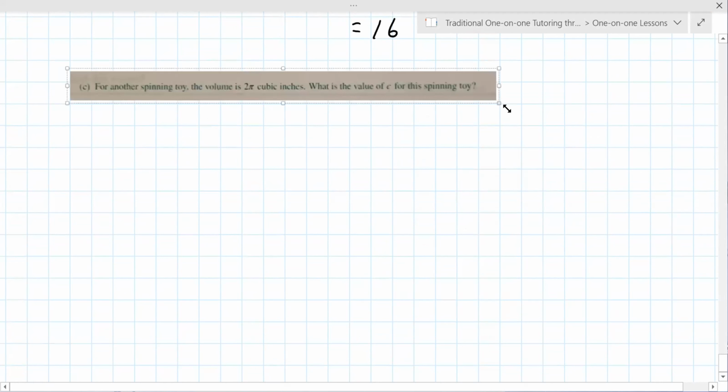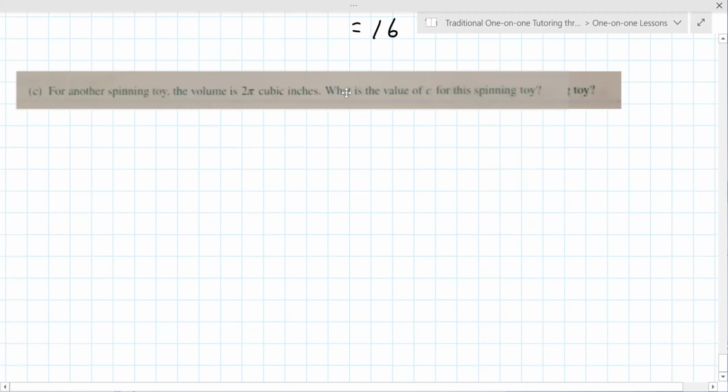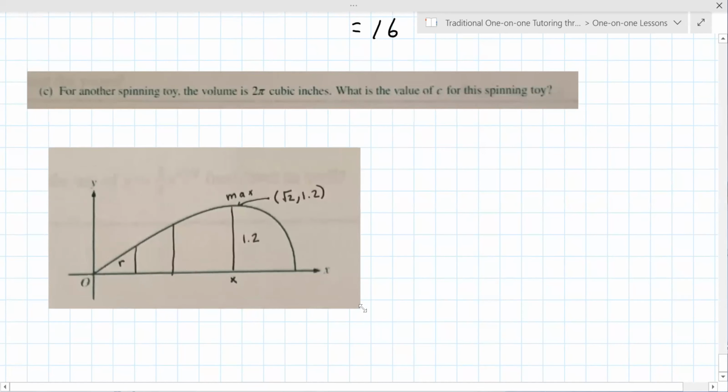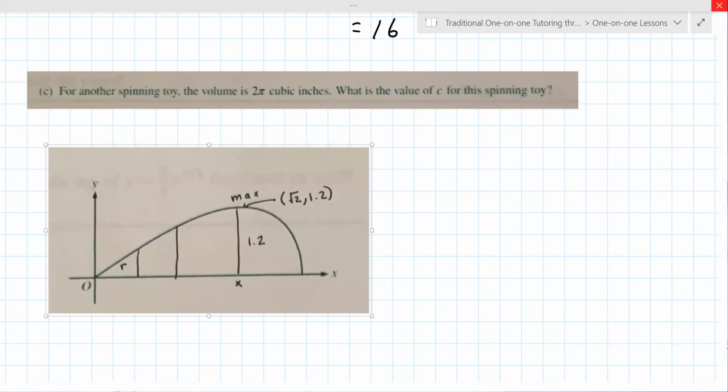All right, so it says for another spinning toy, the volume is 2 pi. Let me go back and grab the image, and then I think it says around the x-axis. Yeah, x-axis, so around this right here.